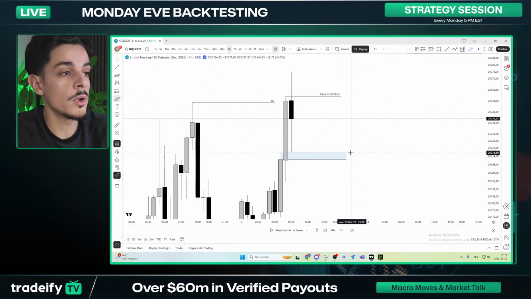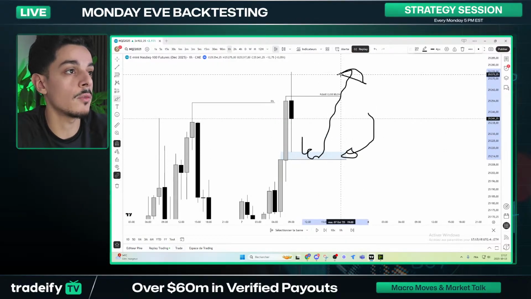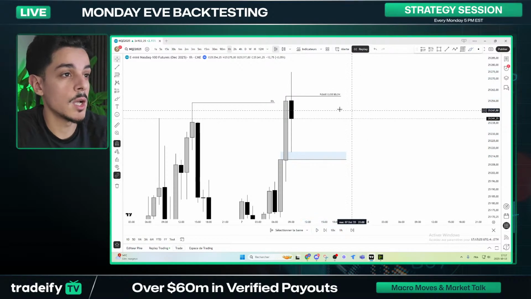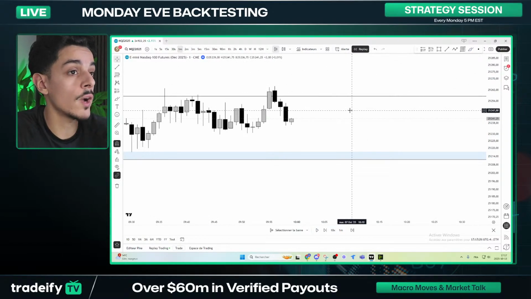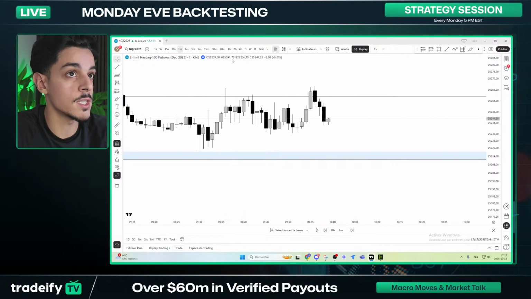In order to go up, we usually need to see those fair value gaps being filled, and then we're going to have the fuel to create new highs. So now what am I going to do? I'm going to scale down to the 1 minute chart, 1, 2, 3 minute chart, and then I will find a reason on why I should go short back down towards this unfilled gap.